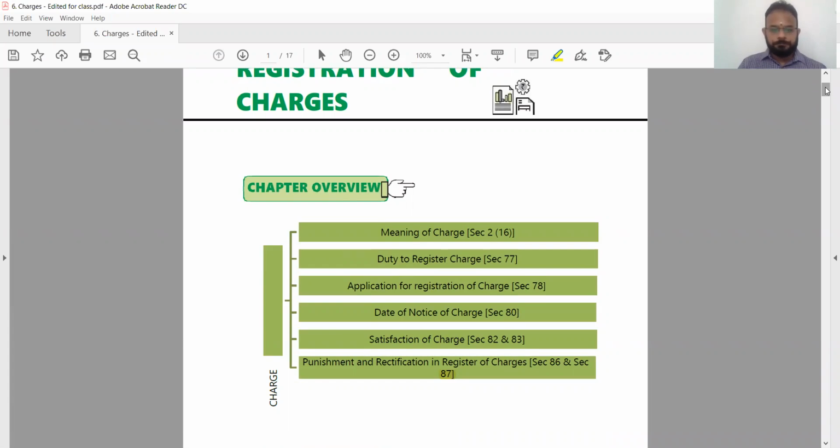First, we should know what is the meaning of charge. Charge means for what property, whether it will include mortgage. Mortgage is for what property, what is called a lien. All these things we need to cover in the definition. Then we need to know who should register the charges, whether the company or the charge holder. What are the procedures for applying for the registration of charge?